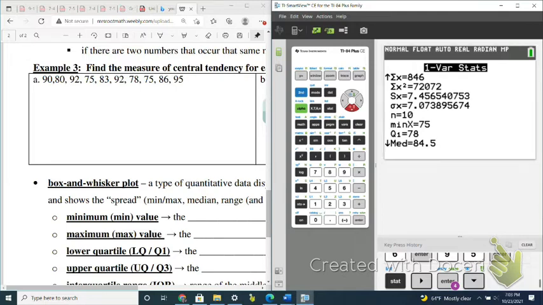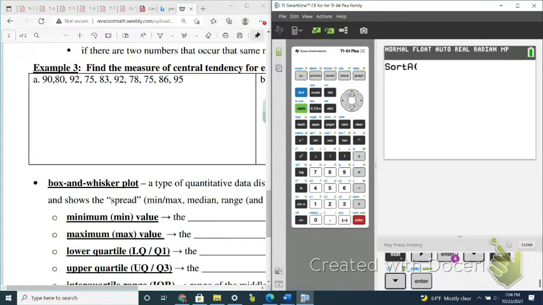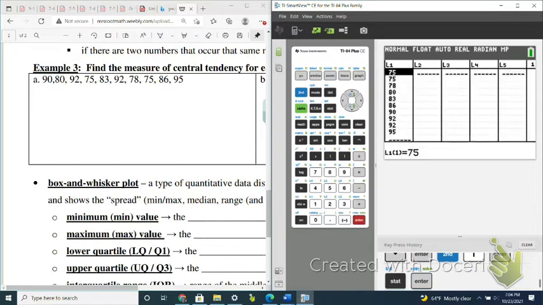So to look for the mode, you're going to go back to stat, and this time you're going to sort A, and you're going to hit second one and enter. Now if I go back to my list, stat, edit, you'll see all my numbers are in order. So I can see there are 2 75s and there are 2 92s. So those are both my mode.